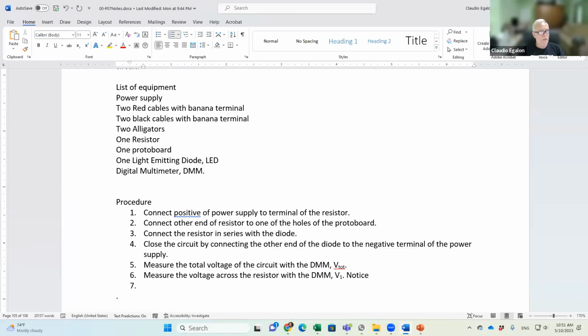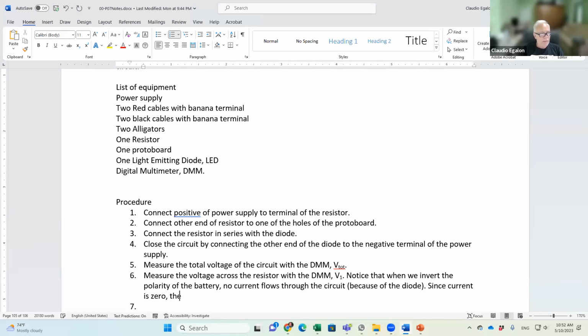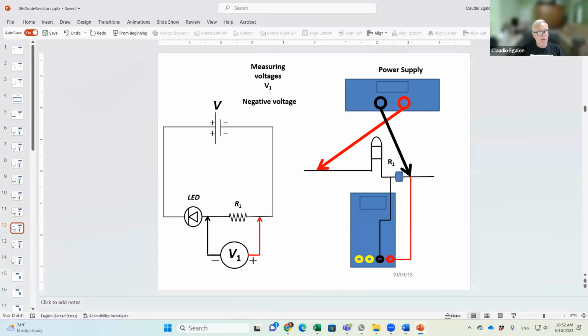I'm going to write it down here. Note that when we invert the polarity of the battery, no current flows through the circuit. And that's because of the diode, right? The diode is a valve that doesn't let the current flow in a given direction. Since current is 0, the electric potential across the resistor must be 0 as well. Okay, but that's only when we invert the polarity. Okay, so here we go.